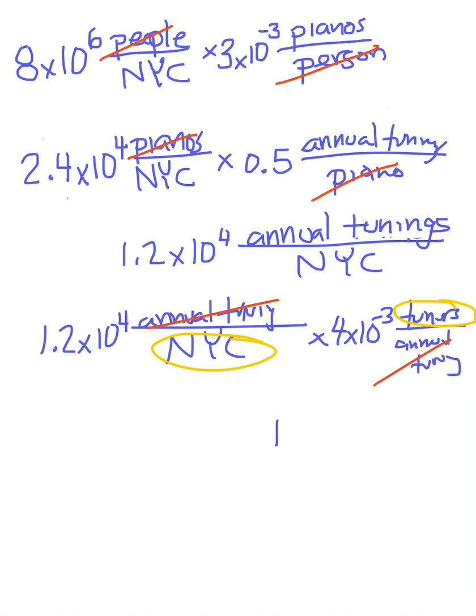So let's see how this all works out. That's 1.2 times 4, or 4.8, times 10 to the 4th times 10 to the negative 3rd, or 10 to the 1 tuners per New York City. That looks like about 48.